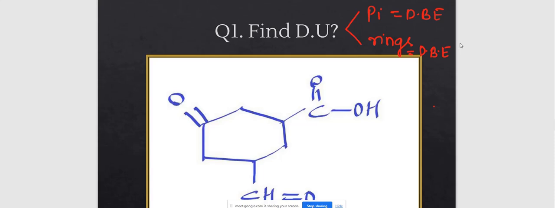One pi bond, you have to add 1 H2, so 1 DBE. So you just take the summation of pi bonds plus number of rings. That will be equal to what? Double bond equivalent. Fine. Yes, ma'am.